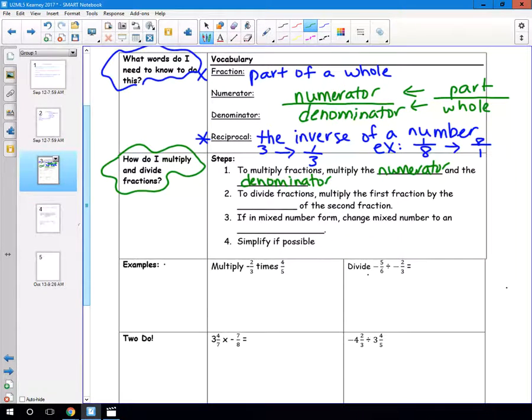So how in the world do we multiply and divide positive and negative numbers? How do we know if the sign's positive or negative? Have no fear, Integer Man is here. Integer Man works for multiplying and dividing fractions as well.